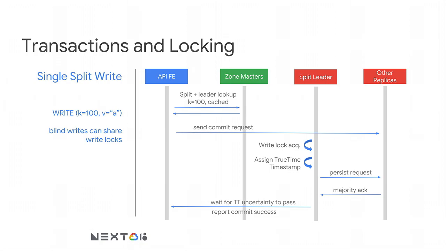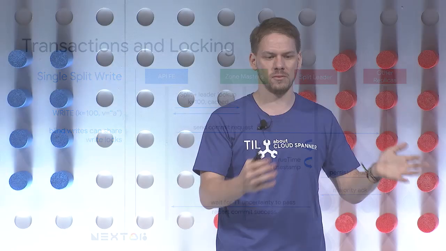So if we have multiple blind write transactions, they can share the write log, which is amazing. We just use TrueTime for the ordering, and they are not conflicting, and we can share the write logs. All right, so let's make that a little bit more complicated.